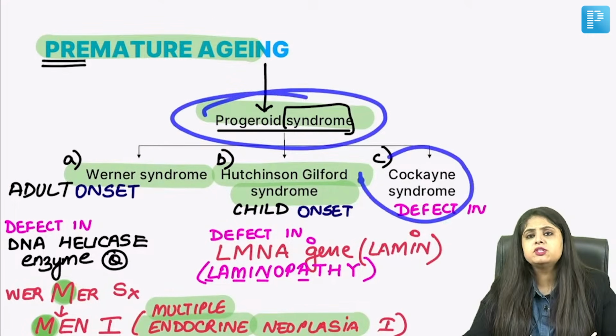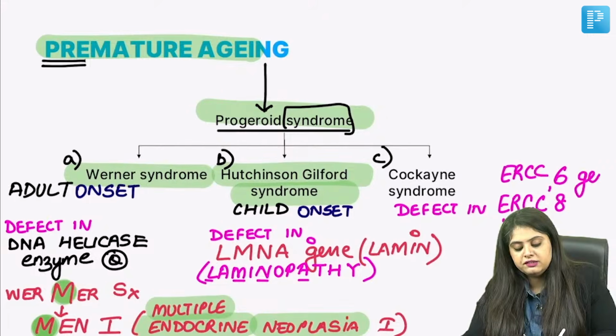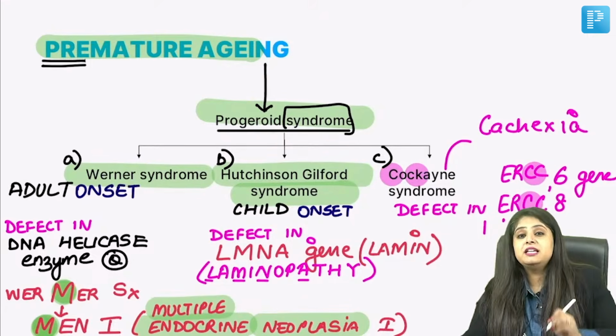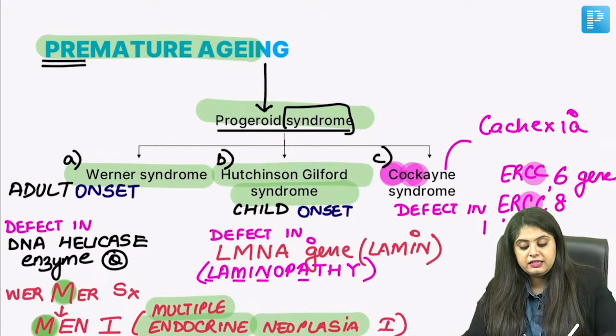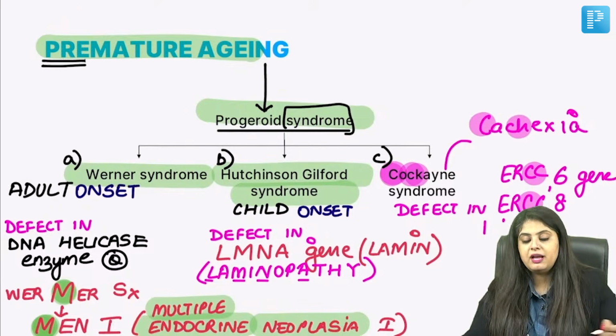एक और होता है premature aging, Cockayne syndrome. Cockayne syndrome is a defect in ERCC8 and ERCC6. These are also genes that are there. How I have learnt it: Cockayne has a lot of Kerker sound, so the genes also have a lot of Kerker sound, and the patient is also going to have a lot of Kerker cachexia. Cachexia means the patient will be very, very thin, very lean. So Cockayne is an ERCC6 and ERCC8 defect, and the patient is going to have cachexia.